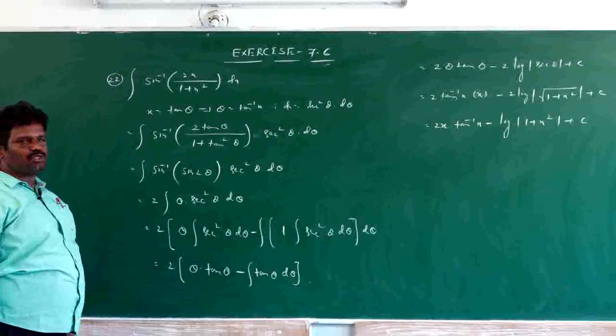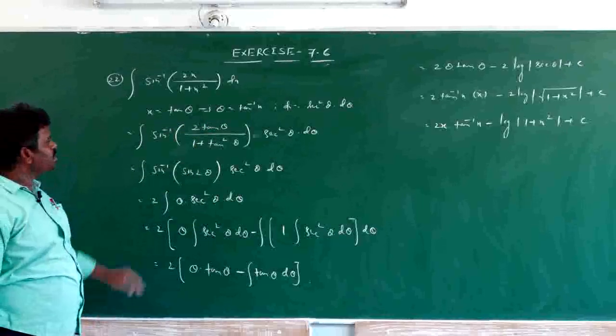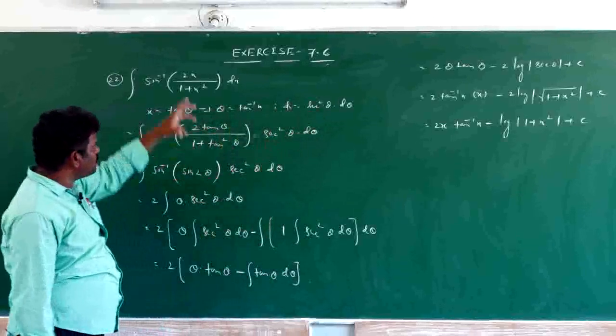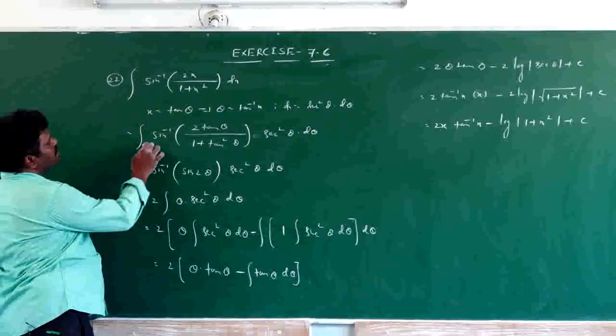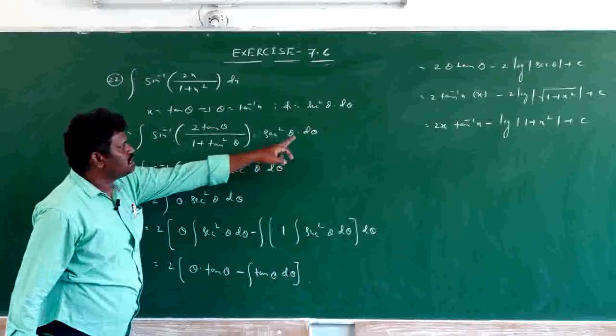Right, question 22: integral of sin inverse of 2x by 1 plus x square dx is given. Here if we take the substitution x is equal to tan theta, then theta is equal to tan inverse x. Now applying the derivative, dx is equal to sec square theta d theta. Now substituting these values in the above integral: integral sin inverse of 2 tan theta by 1 plus tan square theta, and dx is sec square theta d theta.